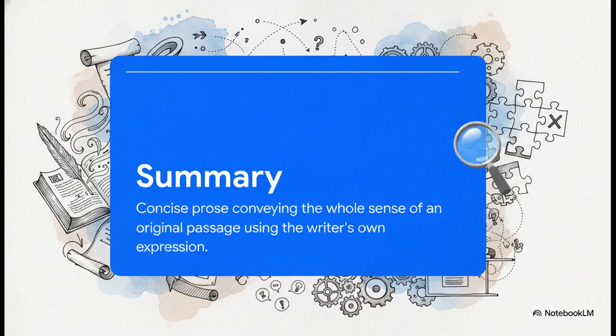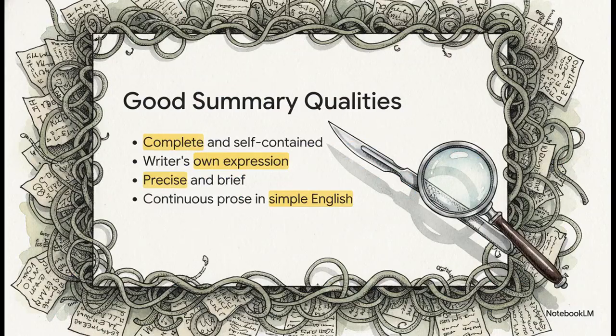A true summary is a concise, precise, and self-contained piece of continuous prose. It conveys the entire sense of the original passage, but, and hey, this is a massive but, it absolutely must use the writer's own expression. It should never, ever just be some lazy patchwork quilt of copy-pasted quotes from the source text. No way.